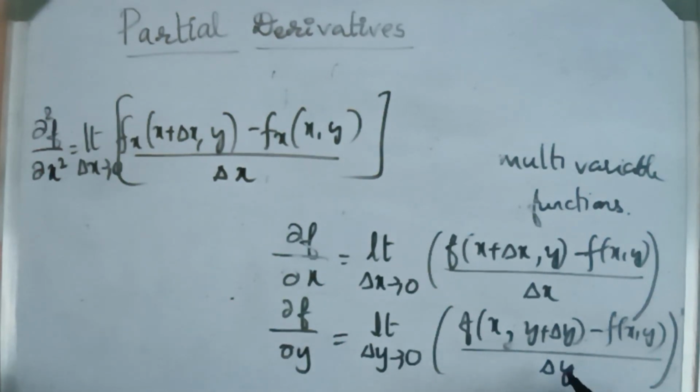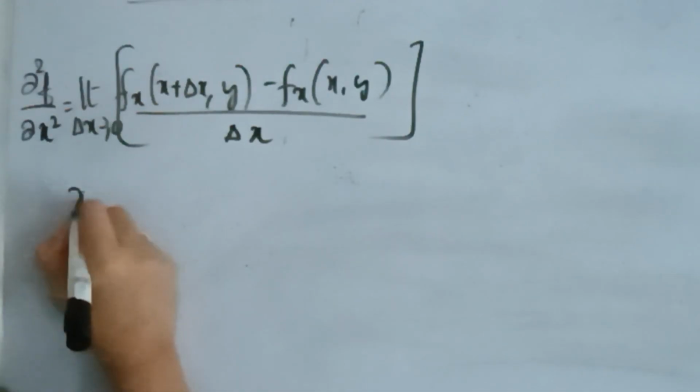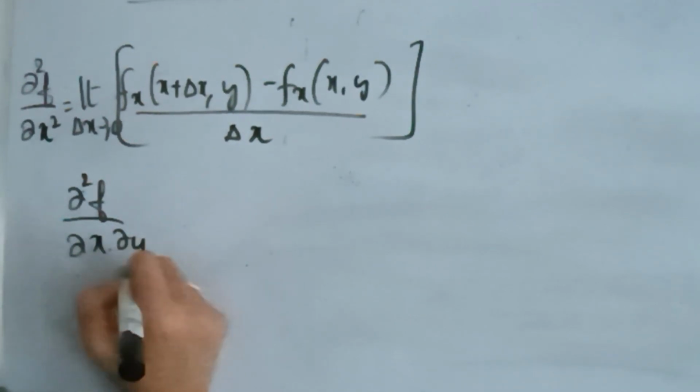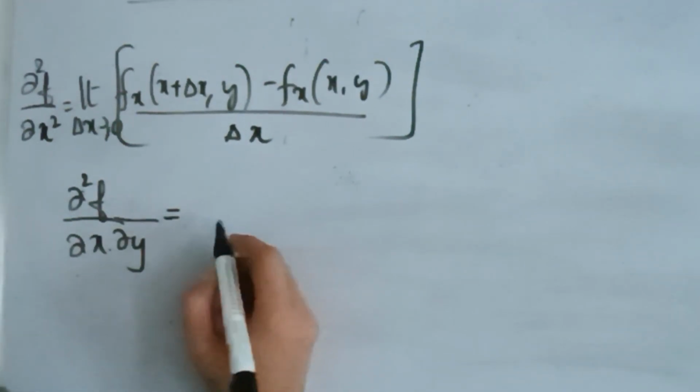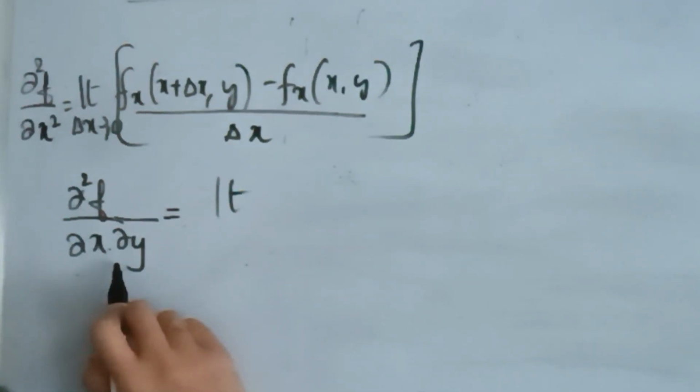That is how to define the second partial derivatives of the given function. Now, if you want dou square f by dou x into dou y, in that case, this is equal to the limit where first we have to differentiate partially with respect to x, then with respect to y.